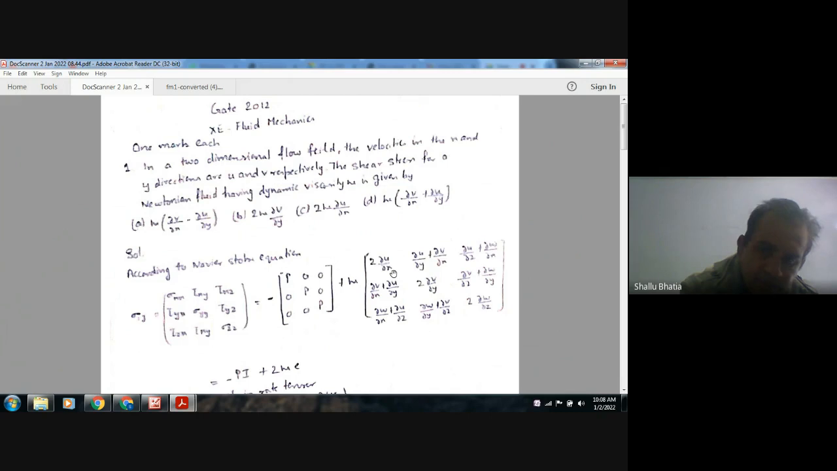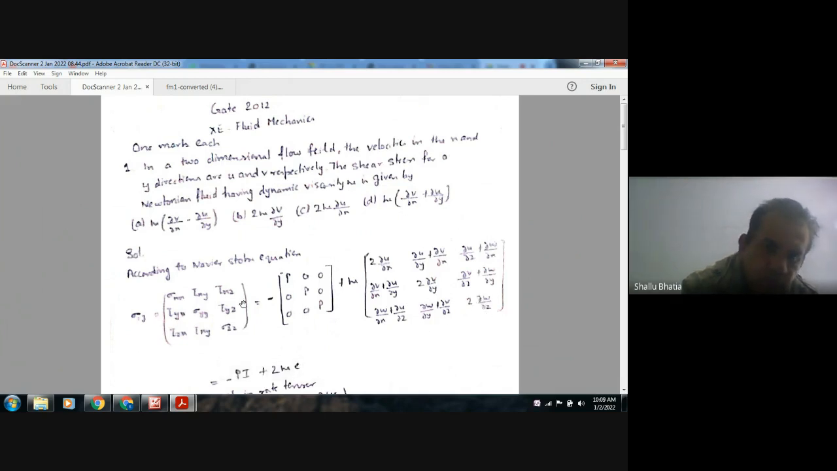the strain-rate matrix: 2 ∂u/∂x, ∂u/∂y plus ∂v/∂x, ∂u/∂z plus ∂w/∂x; ∂v/∂x plus ∂u/∂y, 2 ∂v/∂y, ∂v/∂z plus ∂w/∂y; ∂w/∂x plus ∂u/∂z, ∂w/∂y plus ∂v/∂z, and 2 ∂w/∂z.